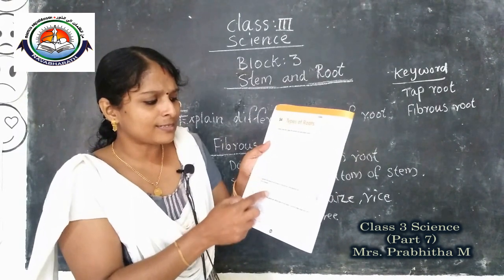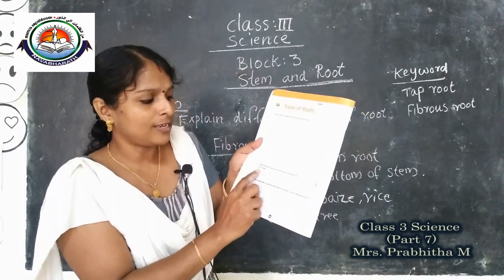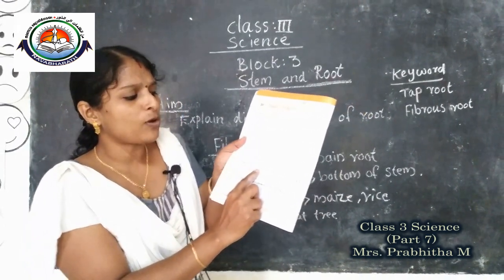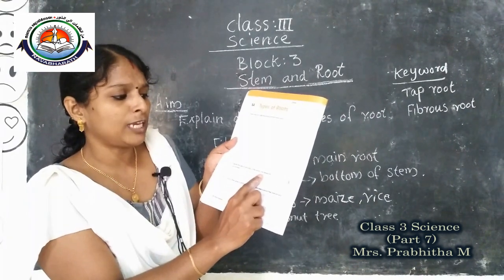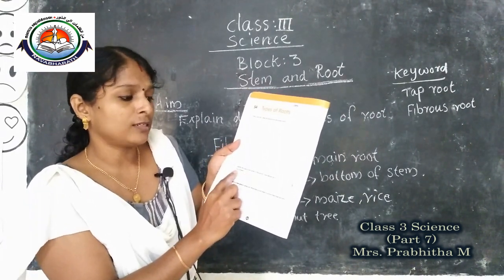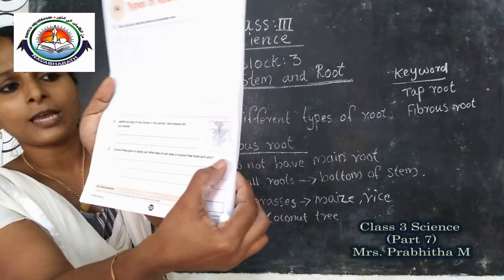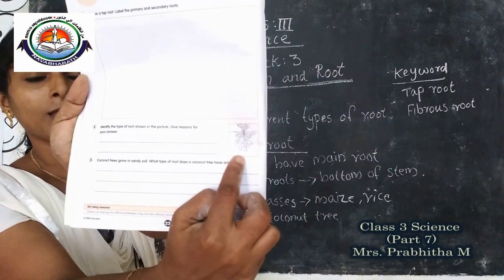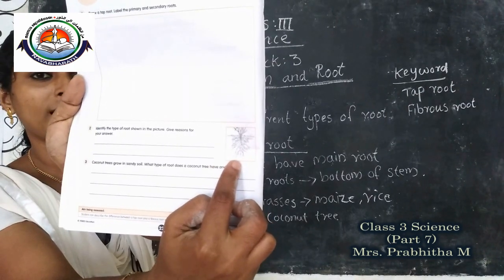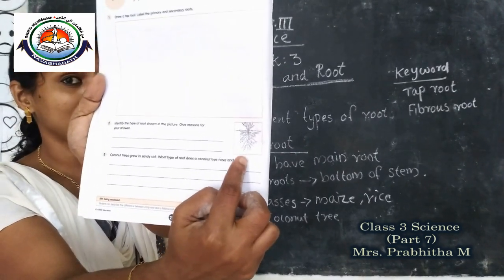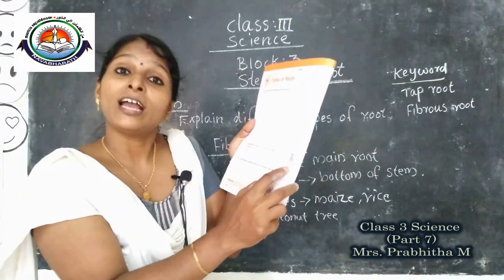Okay, then what is the next question? Next question is, identify the type of root shown in the picture. Give reason for your answer. Okay, which type of root is this? Which type of root can we see in this picture? Yes, it is a grass, isn't it? So it is fibrous root.